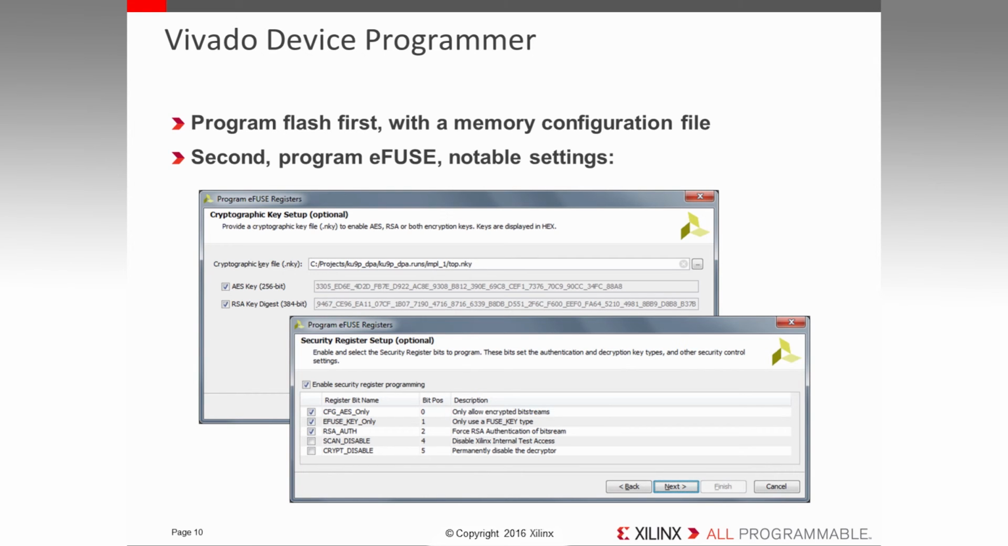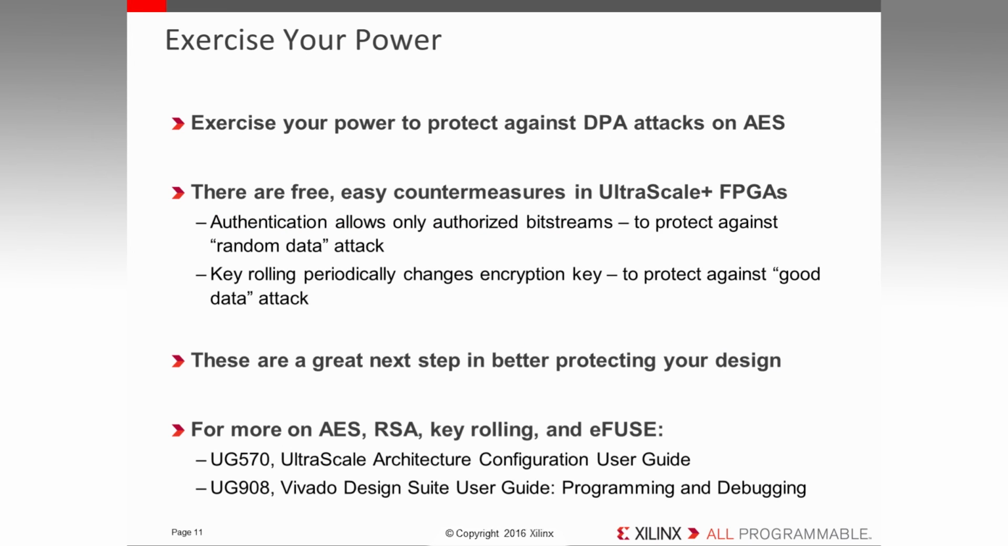The subsequent page, which I am showing, is the security register settings. Config AES only, when programmed, only allows encrypted bitstreams, thereby blocking use of unencrypted bitstreams. eFuse key only, when programmed, selects the key sources coming from eFuse only. RSA auth, when programmed, enables RSA authentication. All three of these must be checked. You might consider also checking scan disable to disable JTAG access to the device, and you typically leave crypt disable unchecked.